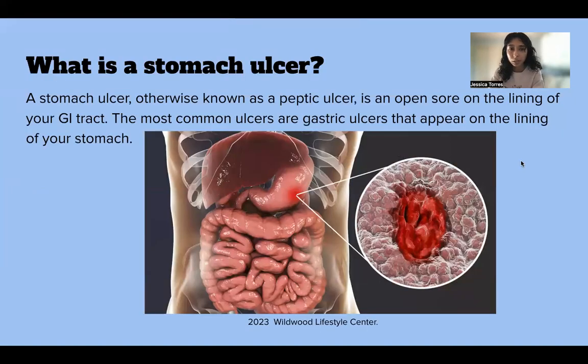First off, what is a stomach ulcer? A stomach ulcer, otherwise known as a peptic ulcer, is an open sore on the lining of your GI tract. The most common ulcers are gastric ulcers that appear on the lining of your stomach.